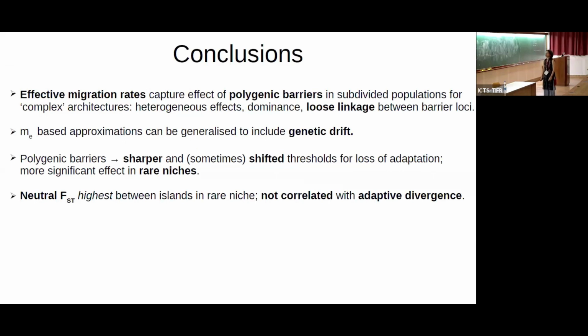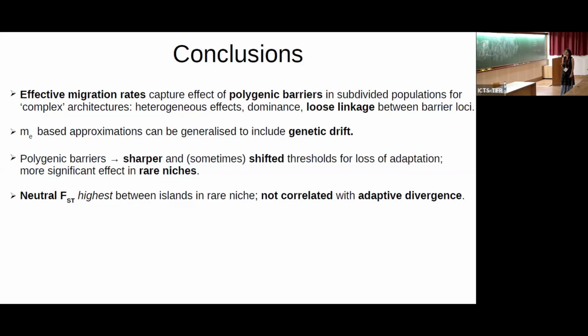So just to conclude here before I take a slightly broader perspective on effective parameters. We're looking at these somewhat simple models, but still allowing for various complexities in terms of heterogeneous effect sizes, dominance, and loose linkage between selected loci. And this self-consistent approach of defining effective migration rates can capture the effects of polygenic barriers, and predict the effects of all these loci along the genome quite accurately.